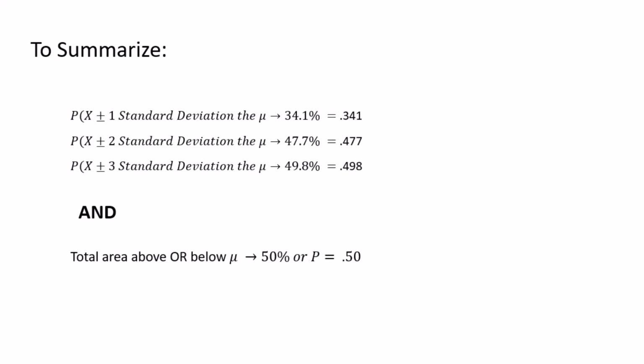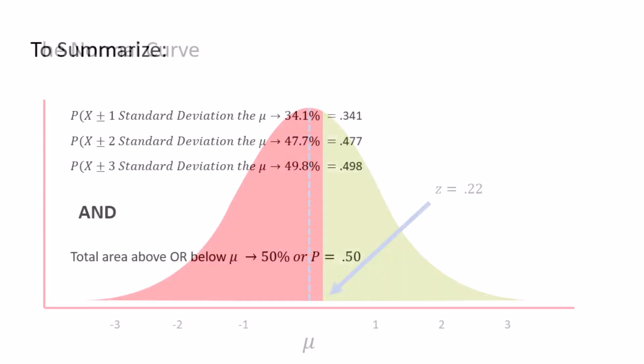Well, this is all well and good, but what do we do when we're asked, say, the percentage of scores that are above some fractional z-score? Or again, what's the probability that a score is above or below a particular z-score? The problem, in other words, looks something like this.